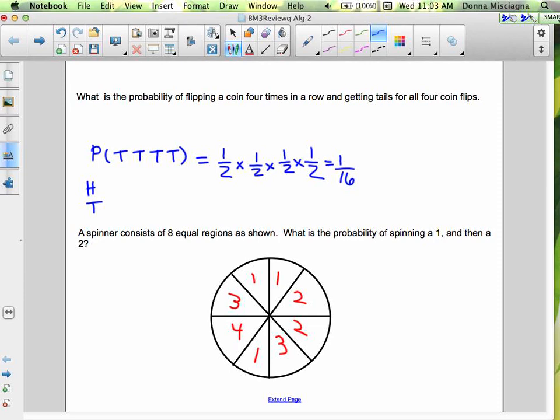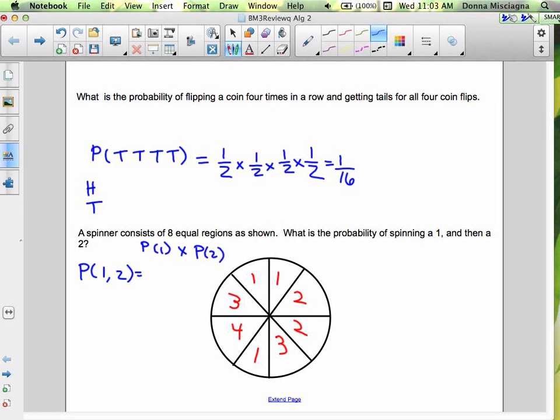Question 2. A spinner consists of 8 equal regions as shown. What's the probability of spinning a 1 and then a 2? So we want the probability of 1 and then 2. Again, this is 2 events. So we need the probability of getting the 1 times the probability of spinning the 2. So I'm just going to put that probability of 1 times the probability of spinning the 2.